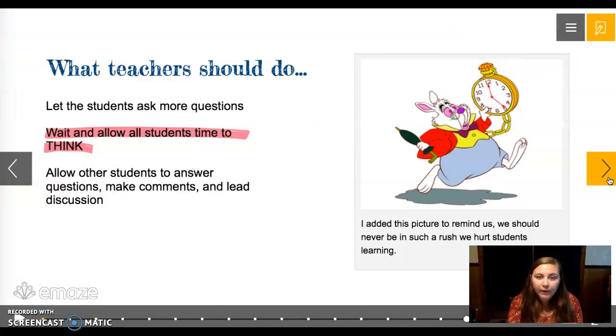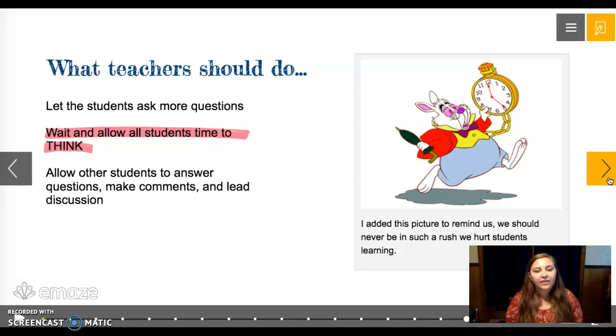So what we should do when we ask essential questions, we should let students ask more questions in the classroom as a whole, and let them ask things during our discussions about our essential questions, and just let them take charge of their learning. And that means, even if you're afraid you may not know the answer, that's okay. Learn together, grow together as a whole class, including you as a teacher. We should also wait and allow students time to think. It's so important. Don't rush the learning. Allow other students to answer questions, make comments, and lead the discussion.